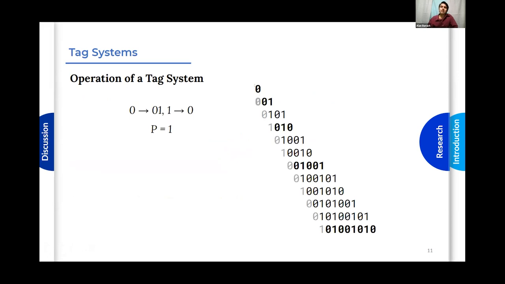So this is how a tag system works. We have the initial string 0, then the tag system deletes the first symbol in the string and concatenates the appendant. In this case, we have 0, so it will concatenate this appendant string 0 1, then it will delete the next 0 and concatenate the 0 1, and then it will delete the 1 and concatenate a 0. In this way we will have the string F4.